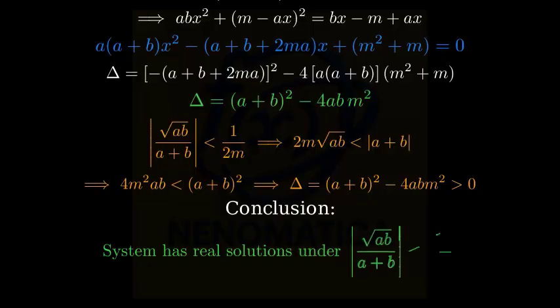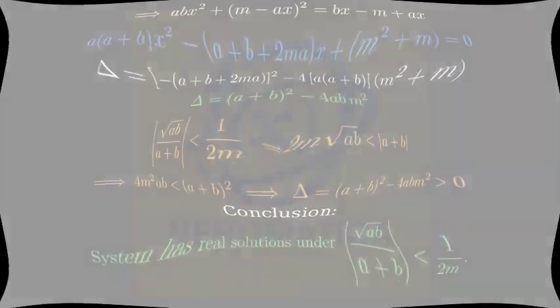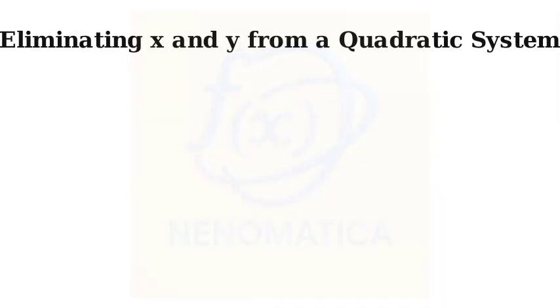Recap. We split into two cases. If b equals 0, we read off real solutions directly. If b is not 0, we reduce the system to a quadratic in x with discriminant delta equal to (a plus b) squared minus 4abm squared. The given bound makes delta positive, hence real solutions exist. That completes the proof.